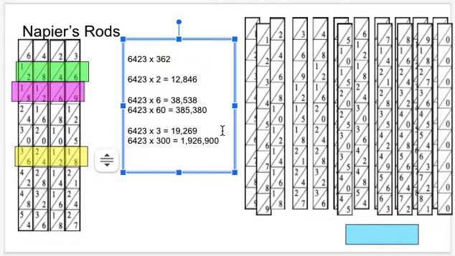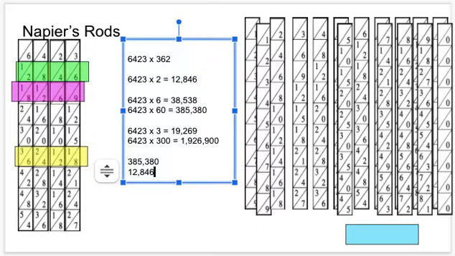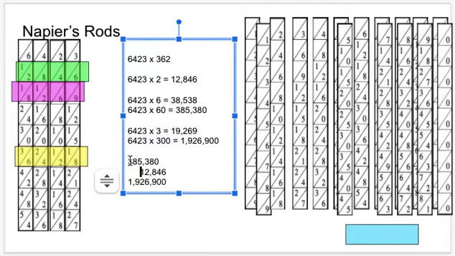Now I've got a lot of numbers here. What do I do, you think, to get my final answer? You add them together. What am I going to add together? 385,380. Okay. And you add it to 12,846. Okay. And you add that to 1,926,900. Okay. That'll give us the final answer. So I'm going to try to line these up a little bit and put a little line under it.